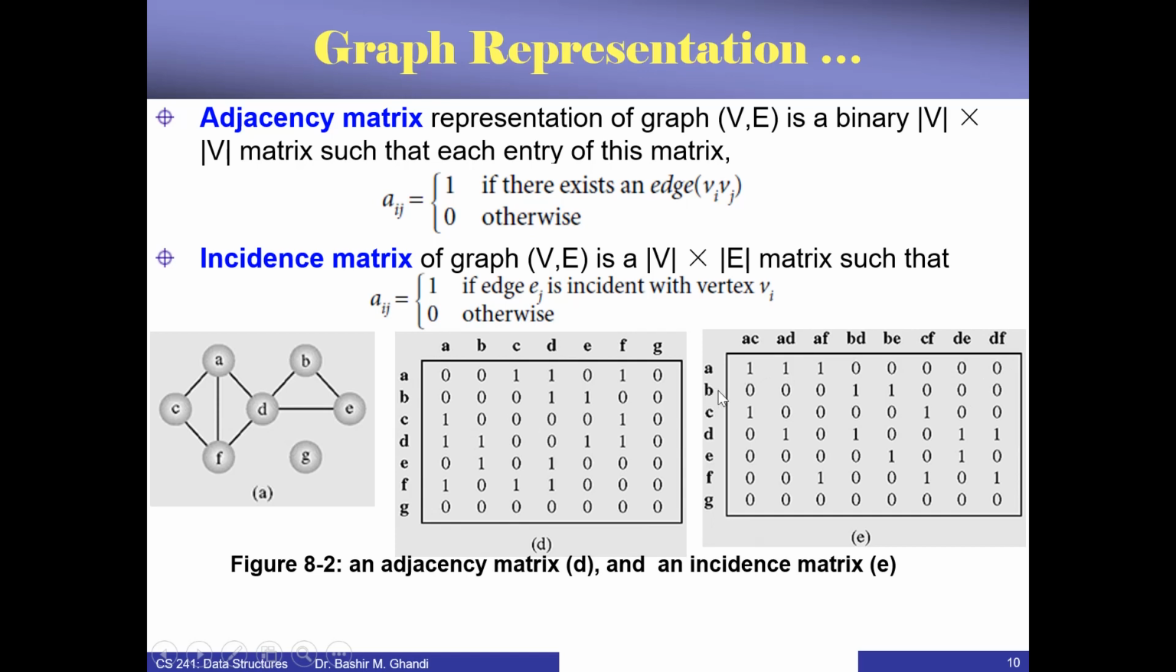Similarly, for B, put only edges that are incident to B. Okay, edges that terminate at B. In this, that connect to B, since we are talking about an undirected graph. Okay, it's actually both incident and emanating. Okay, so we have DB and EB. So both these two edges are incident to B. Therefore, you put 1 against them. Okay, and so on. So again, as you can see, there are lots of zeros.